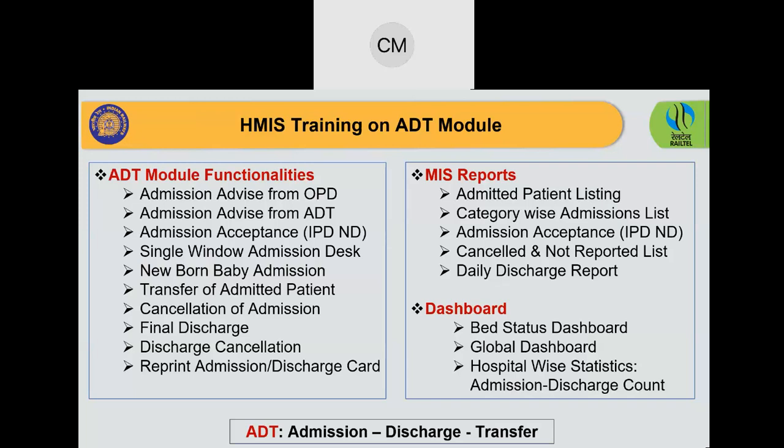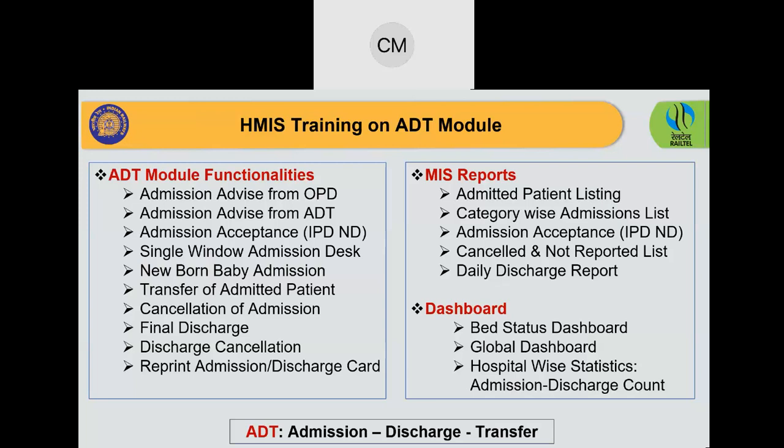Then we have a cancellation process for the admission. If there is a mistake, or for some reason an admission, once it is accepted, has to be cancelled, then we have a process for it. Then after the discharge summary and everything has been generated, the final discharge process can be handled from the ADT module. The discharge summary itself has a separate process, which can be handled there. This final discharge is for finally discharging the patient from the hospital.